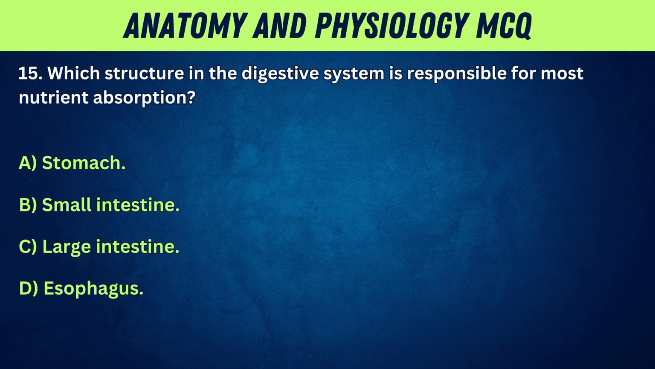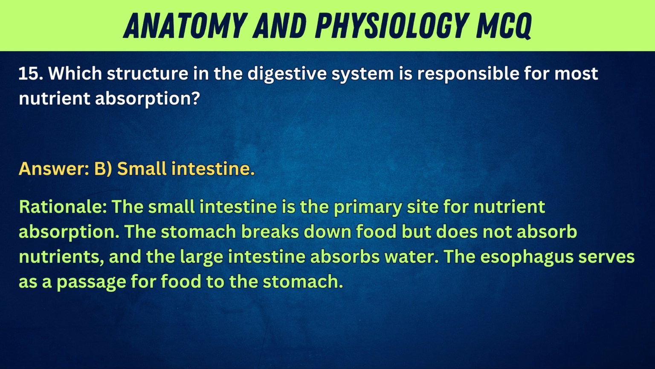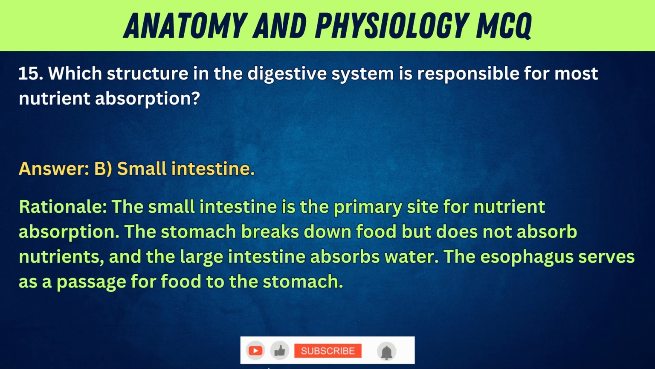15. Which structure in the digestive system is responsible for most nutrient absorption? A. Stomach. B. Small intestine. C. Large intestine. D. Esophagus. Answer: B. Small intestine. Rationale: the small intestine is the primary site for nutrient absorption. The stomach breaks down food but does not absorb nutrients, and the large intestine absorbs water. The esophagus serves as a passage for food to the stomach.